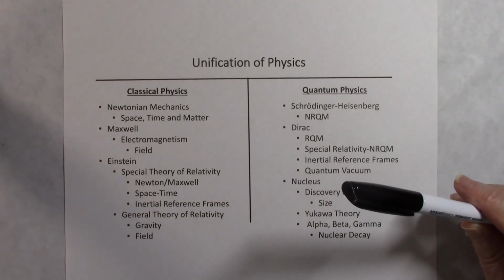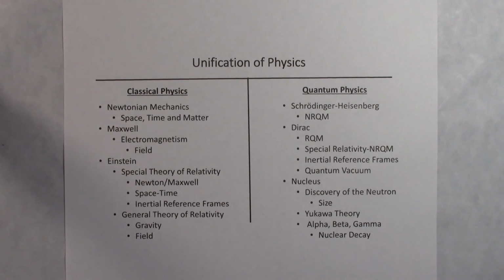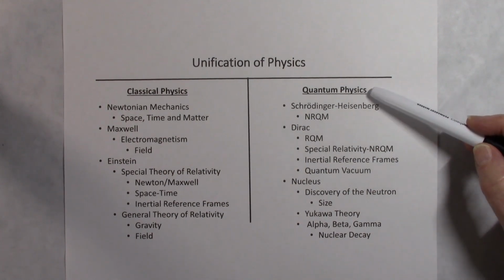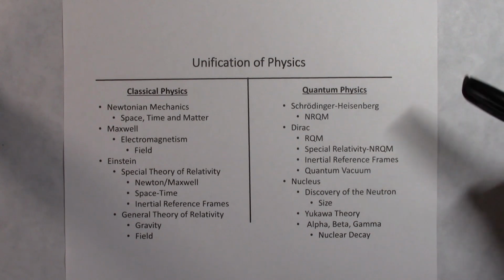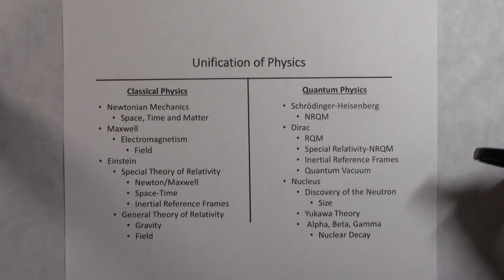And then about 10 years after the special theory of relativity was created, Einstein created his general theory of relativity, and it's our current theory of gravity. It's also a field theory. Quantum mechanics was a reaction to the inability of classical physics to accurately describe physics on small scales.